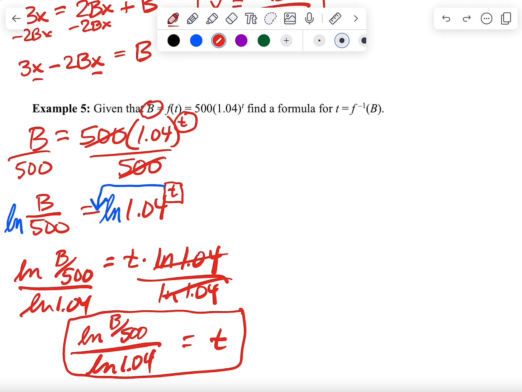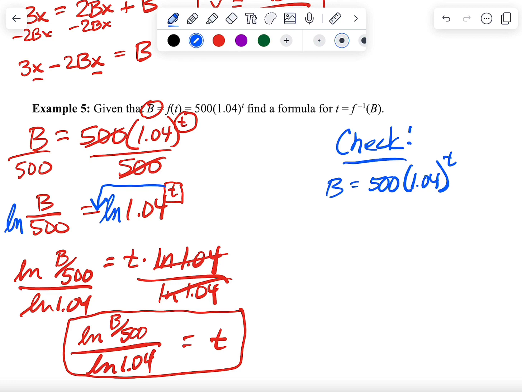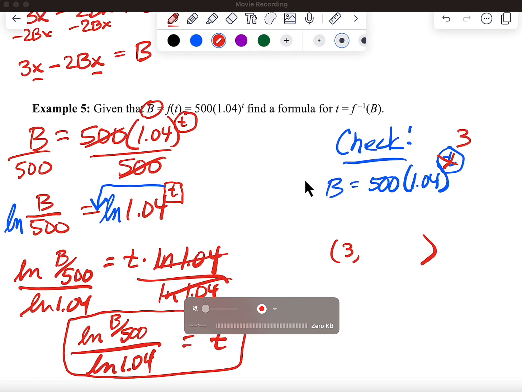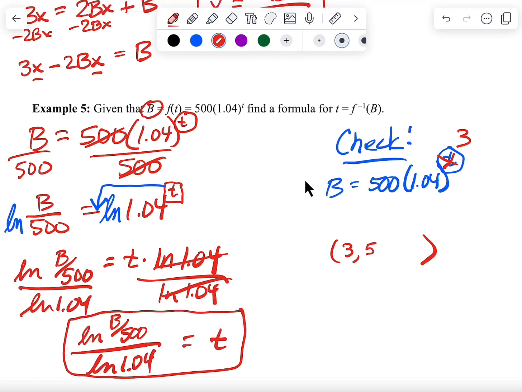And by the way, a little helpful hint here. How would you know that these are really correct? Here's what you could do, and you could always do this, so you'll know without a doubt that you got it right. Start with the first function, b equals 500 times 1.04 to the t. All you have to do is substitute a number in for t. I don't know, what would be a good number, 3 or something? Let's substitute 3 in for t. If you do it correctly, you'll find that an input of 3 gives you an output of 562.432. That is an ordered pair that works for the original function.